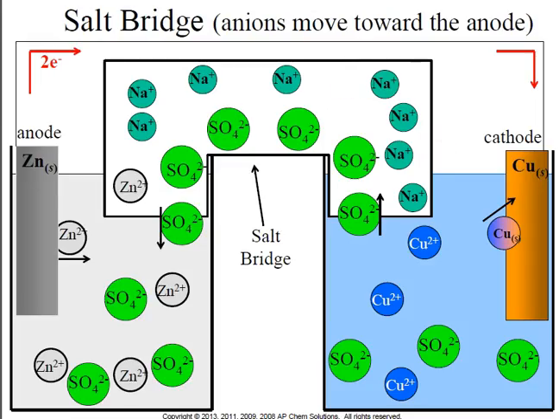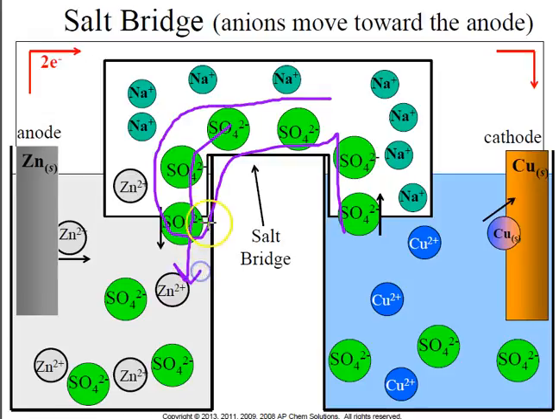Here's a zoomed in picture of the salt bridge. In the salt bridge, your anions could be nitrate, sulfate, chloride, whatever you have. In this case, they use sulfate. They're going to flow toward the anode because they're negative, and on the anode the electrons are leaving the anode, so negative is leaving, so we need more negative to come in to balance.